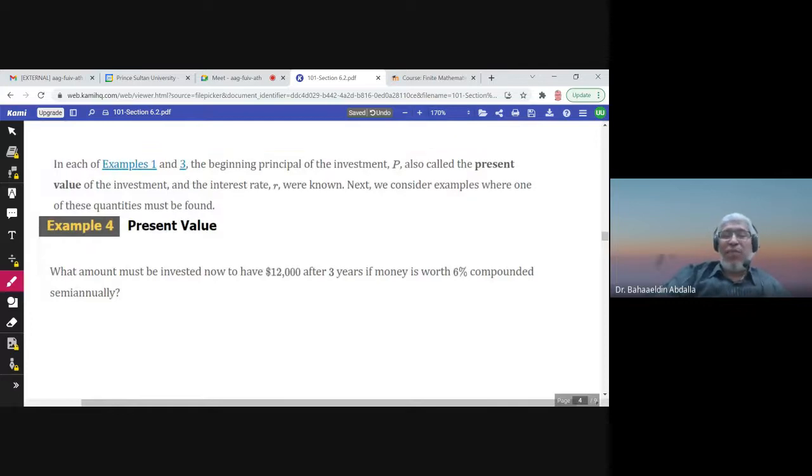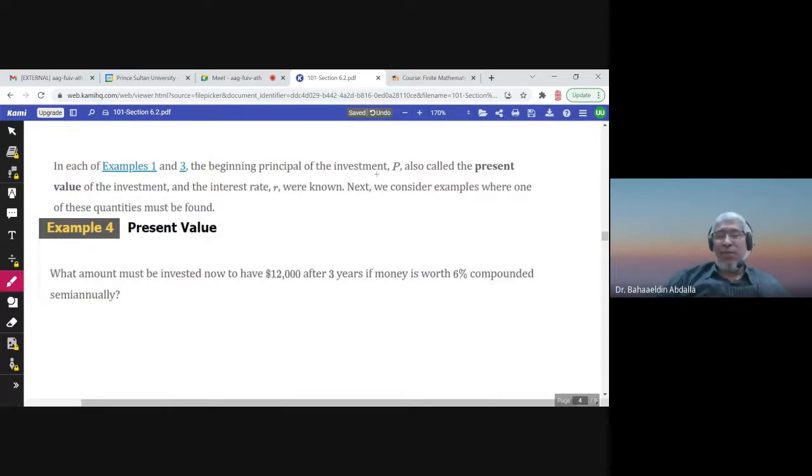Well, the beginning principal is the principal, we call it P. It is also called the beginning principal. It is also called the present value of the investment. So P is the present and S is the future.